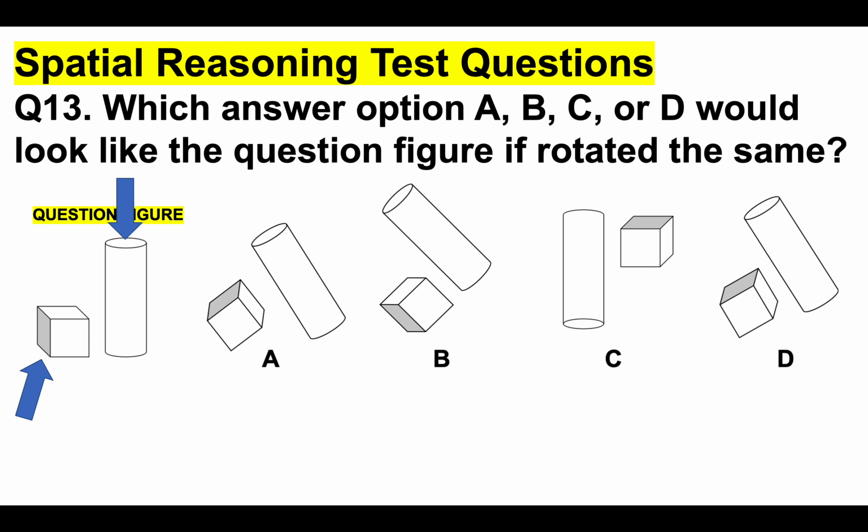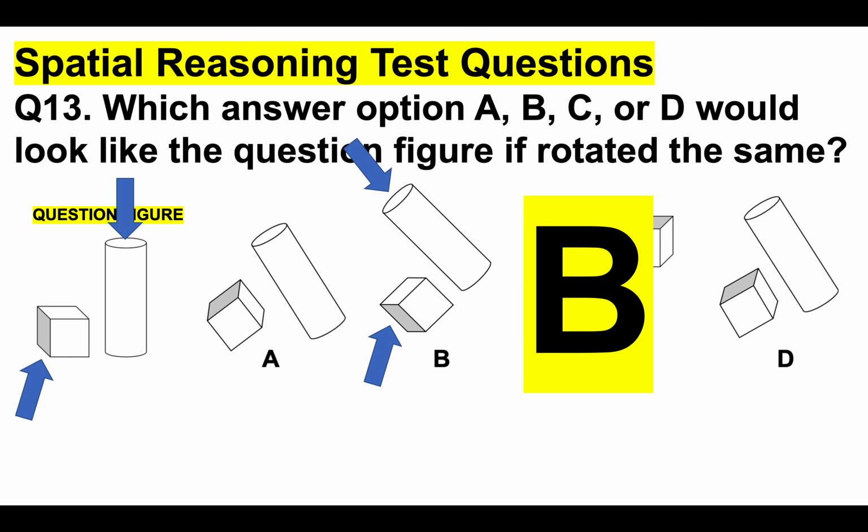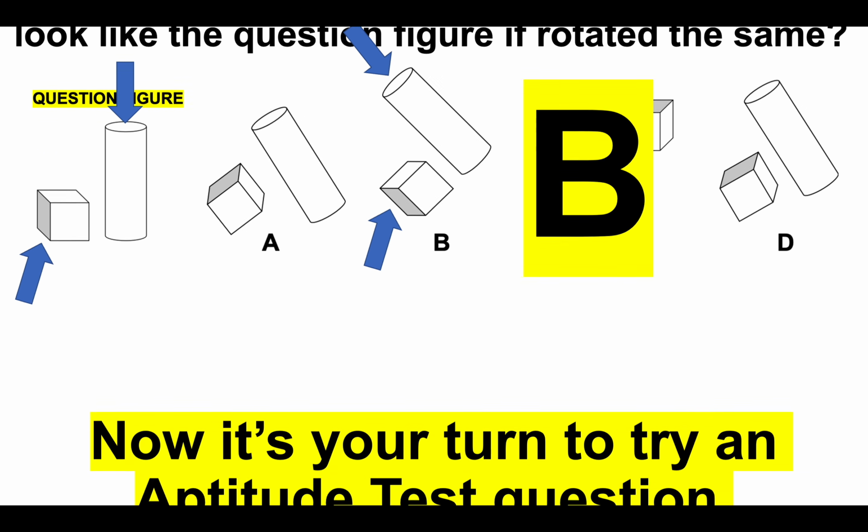So I would be focusing on those and then rotating these shapes in my mind to choose which one is correct. And the only one that is relevant to the question figure is B, because you can see that the shaded parts are exactly the same. And that's the only one that is correct out of all of those four options, A, B, C or D. So you would choose B as your answer.